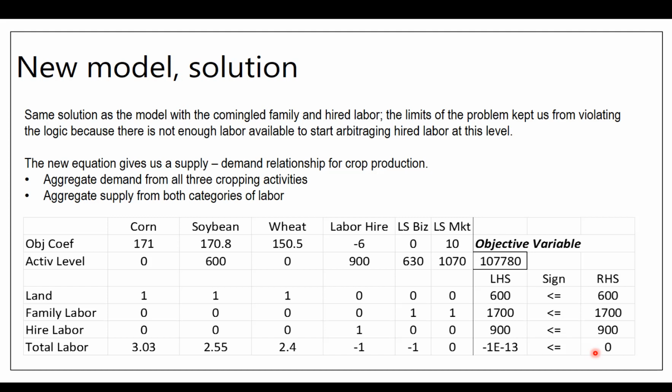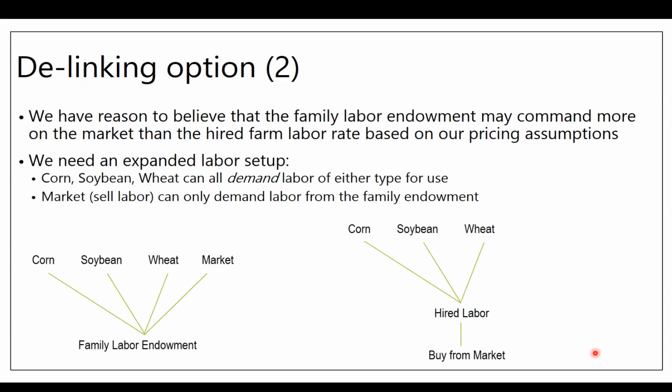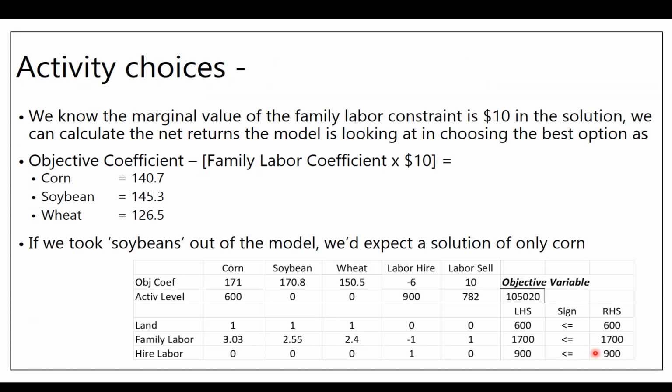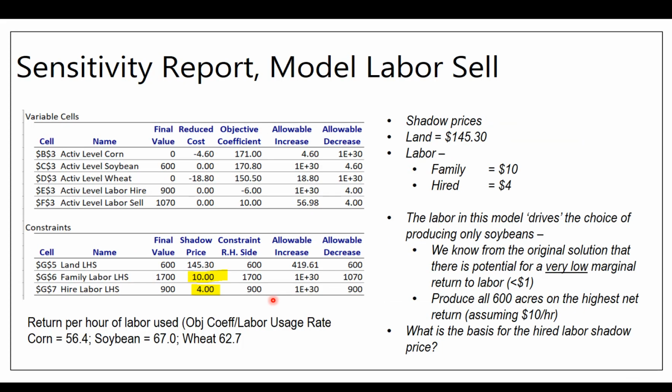So we've got the new model, the new solution. It's the same solution that we had back before we doubled the right hand side, right? 600 acres of soybean. This is the reduced cost. These are the shadow prices.